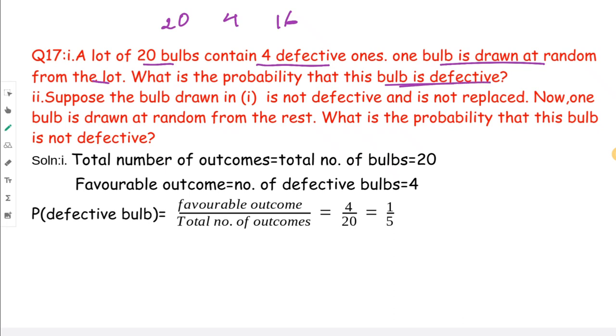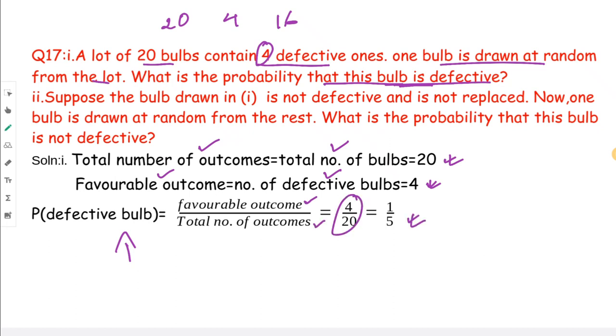So the first is defective, right? Let's find the total number of outcomes from the total number of bulbs. The defective and the good bulbs together, how many bulbs? There are 20, which will be the total number of outcomes. The favorable outcome, because remember the first question is what is the probability that this bulb is defective. So the number of defective bulbs, how many are there? There are 4. So that will be my favorable outcome. So the probability that we'll get a defective bulb is favorable outcomes by total number of outcomes, 4 by 20, which you can divide further and get 1 by 5.